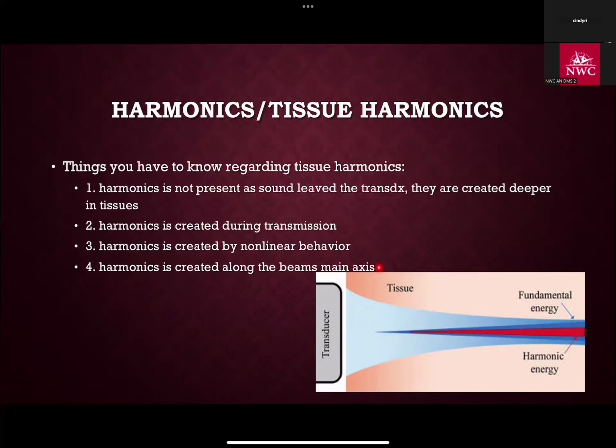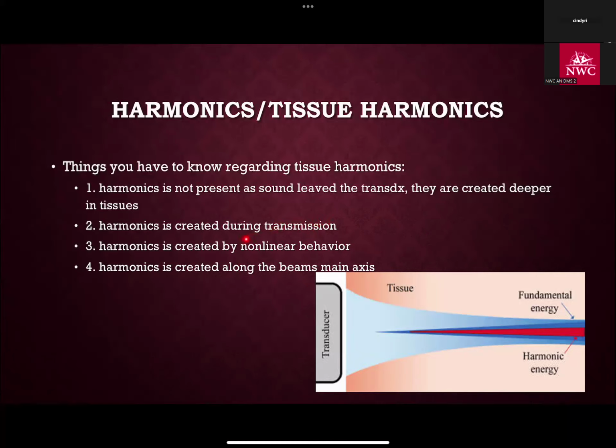That's number 4 here. Number 3, we've already talked about. Number 2, when we talk about harmonics being created during transmission. Well, the whole idea of harmonics is the sound wave passing through the body, and it travels faster through high pressure portions of the body or the sound wave, correct? So we're talking about the sound wave. We're not talking about the echoes. It is the sound wave that transmits in the body. The echoes would be called the reception portion, right? So pulses are transmitted. So during transmission, right?